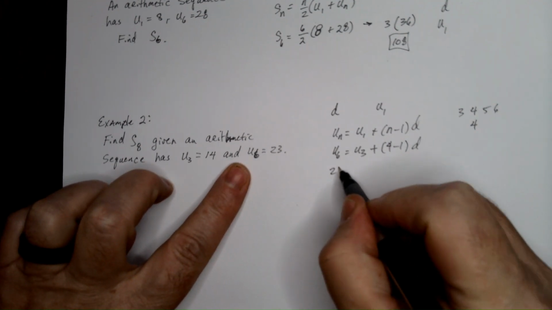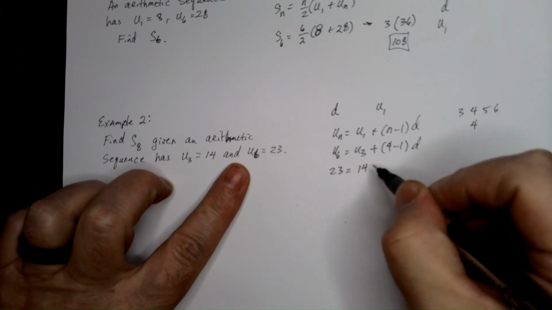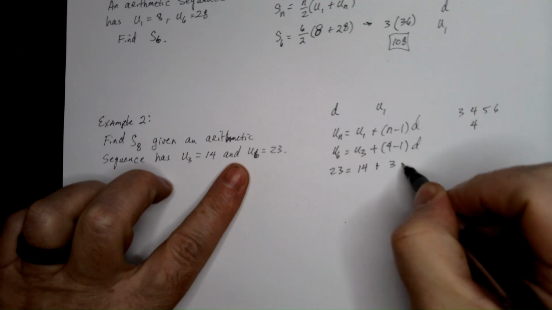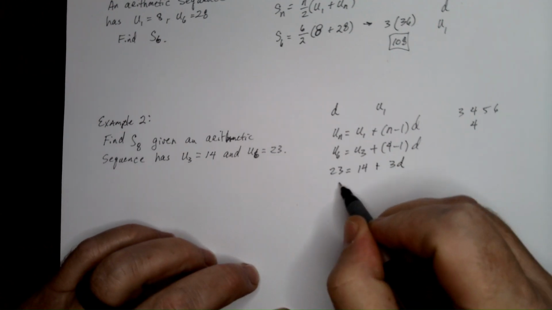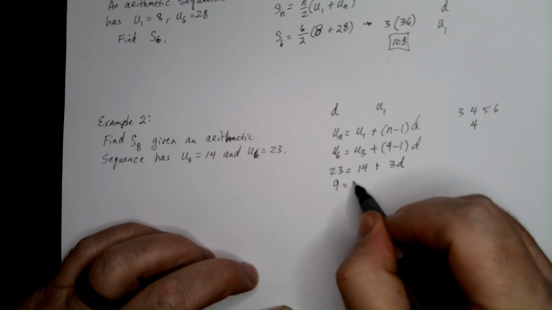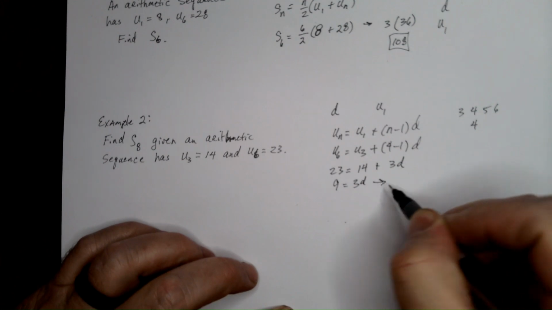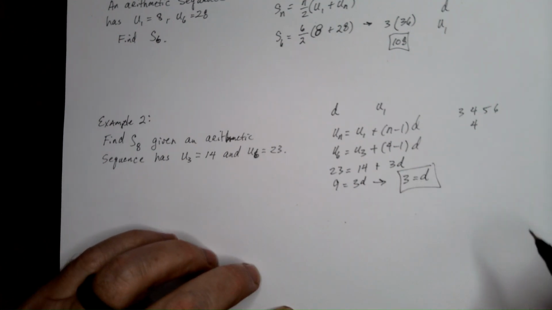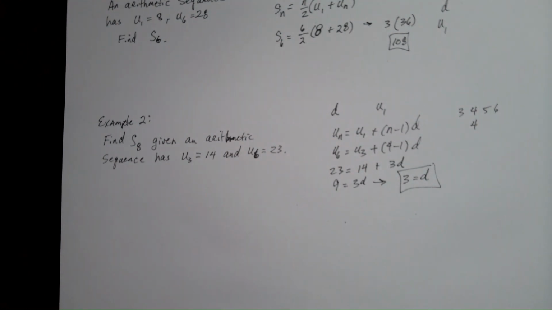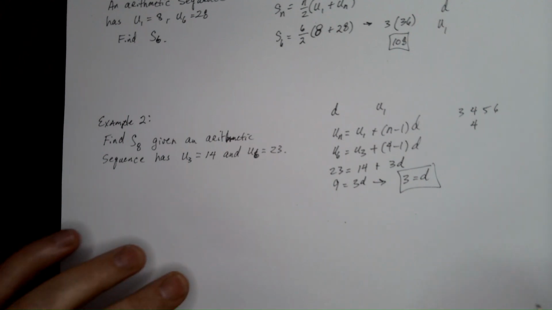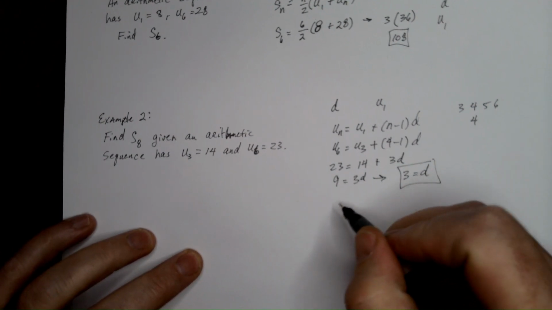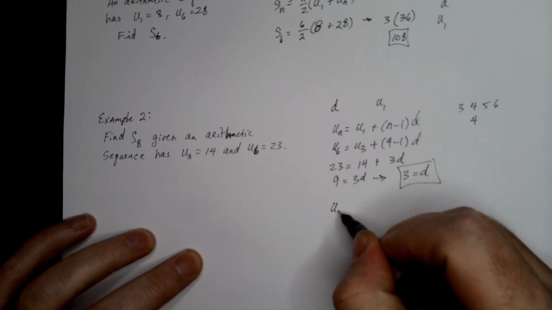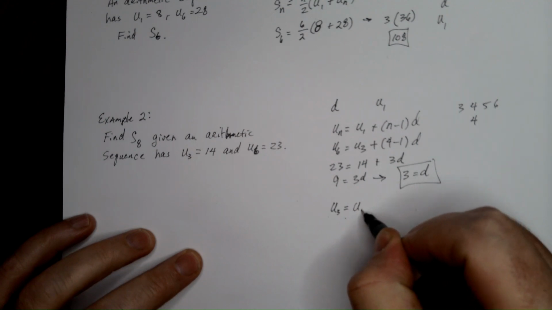So 23 equals 14 plus 3d. So subtracting 14, I get 9 equals 3d. So 3 is equal to d. All right. 3 is equal to d. Okay, so now that I know what that is, I can figure out what u sub 1 is, because u sub 1 I can solve like this.